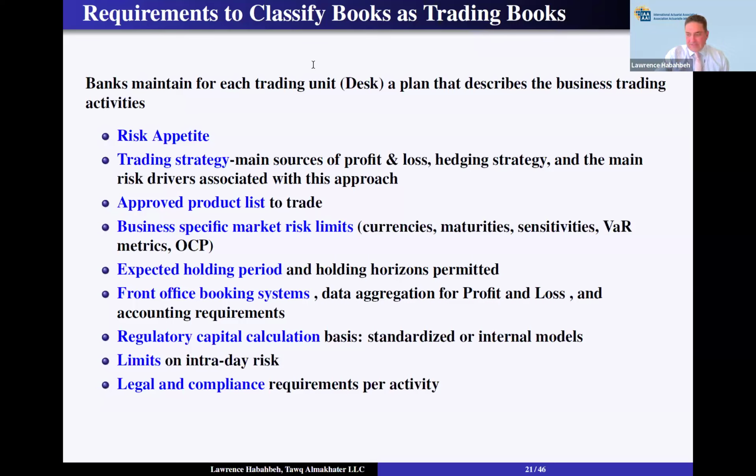Of course, the limits and the legal and compliance requirements to make sure that the desk is in compliance with all regulatory requirements, external and internal policies and procedures.